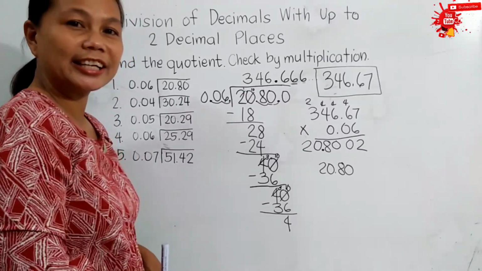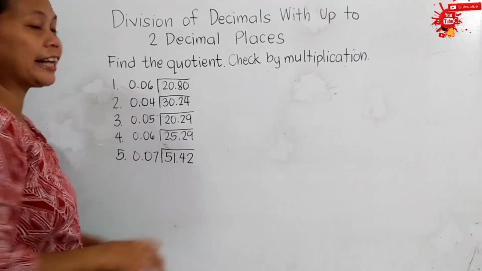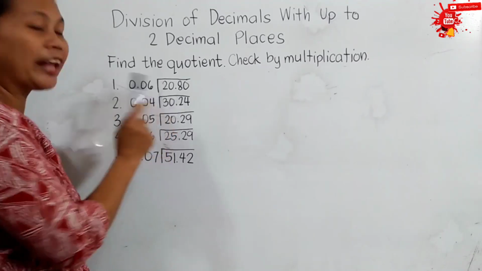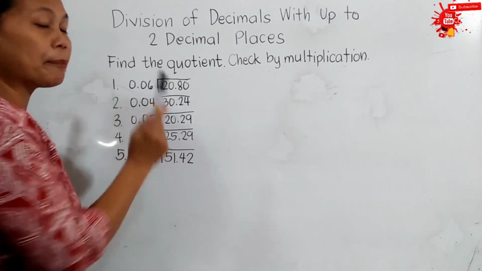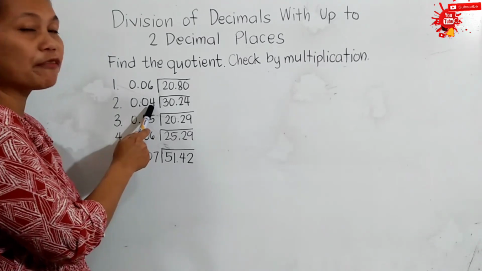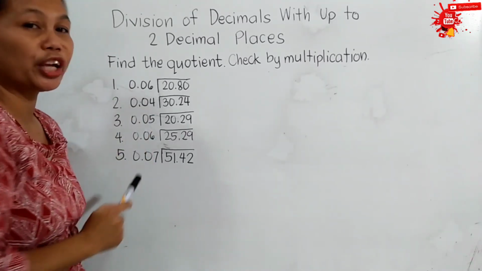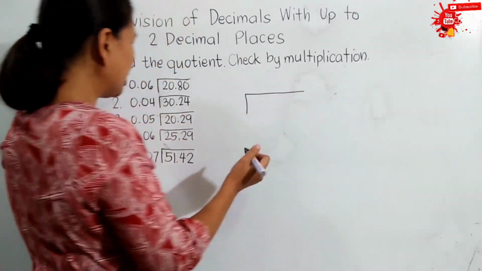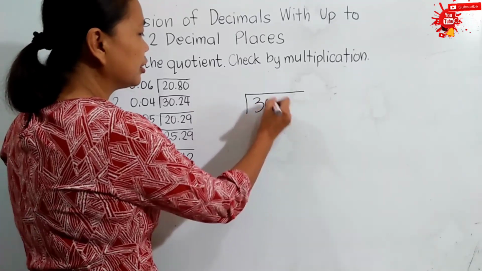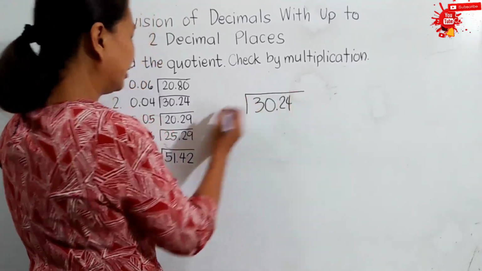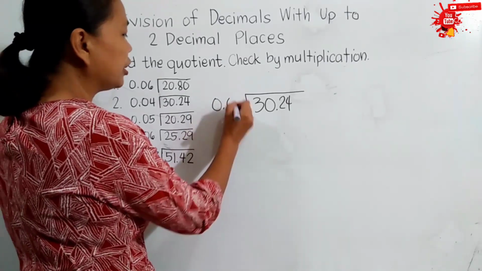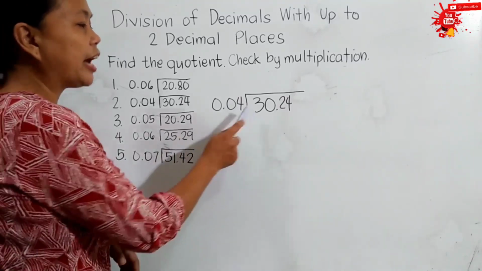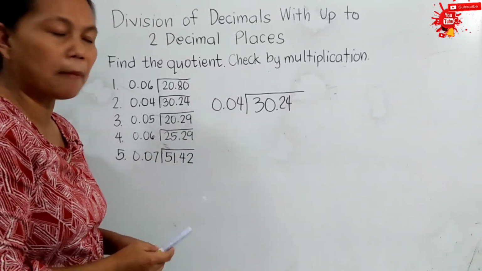Okay, naintindihan ba yung ating example number 1? Discussin naman natin yung example number 2. So, meron tayo ditong 30 and 24 hundredths or 30.24 divided by 4 hundredths or 0.04. So, again, gamitin natin yung ating long division method. So, we have here 30.24 divided by 0.04.